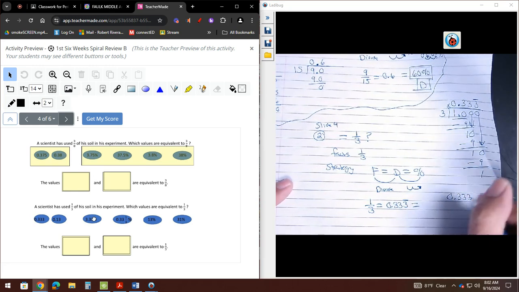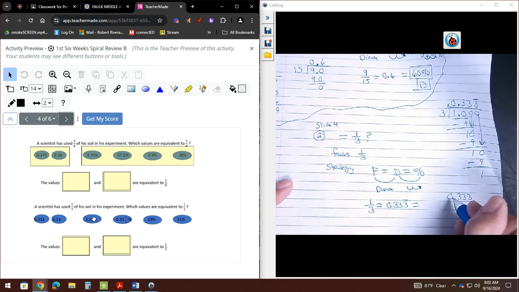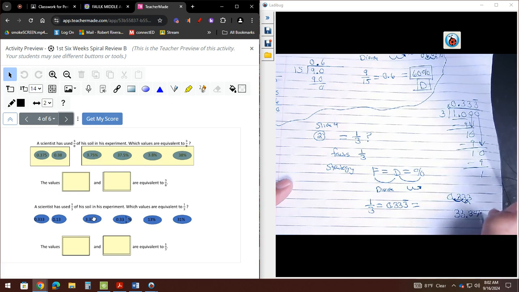0.33 repeater. Going to percent, you always move twice to the right. 1, 2. So the answer is 33.3%.